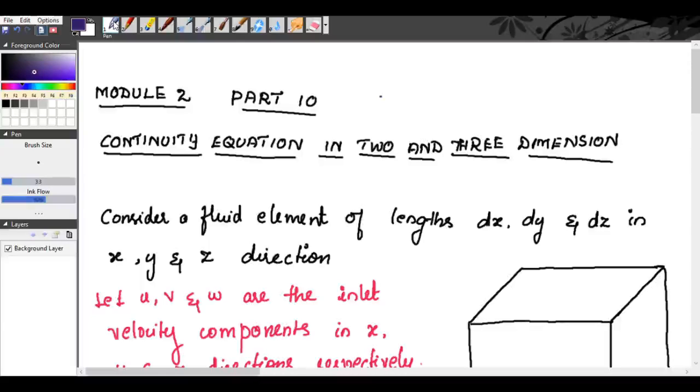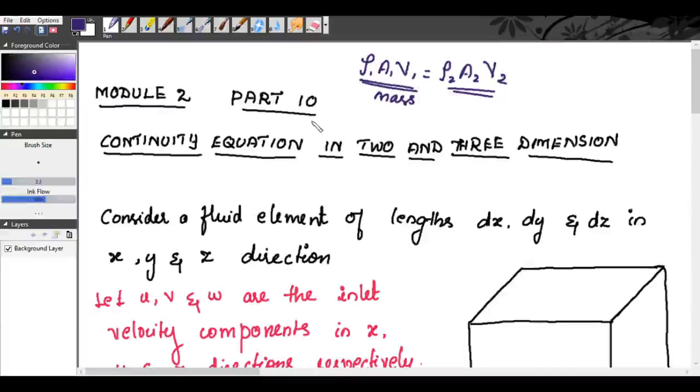In the last class we saw what the continuity equation is, and we saw the continuity equation is rho 1 A1 V1 is equal to rho 2 A2 V2. So this is nothing but the mass, right? So mass at one section is equal to mass at the second section. That was the continuity equation.